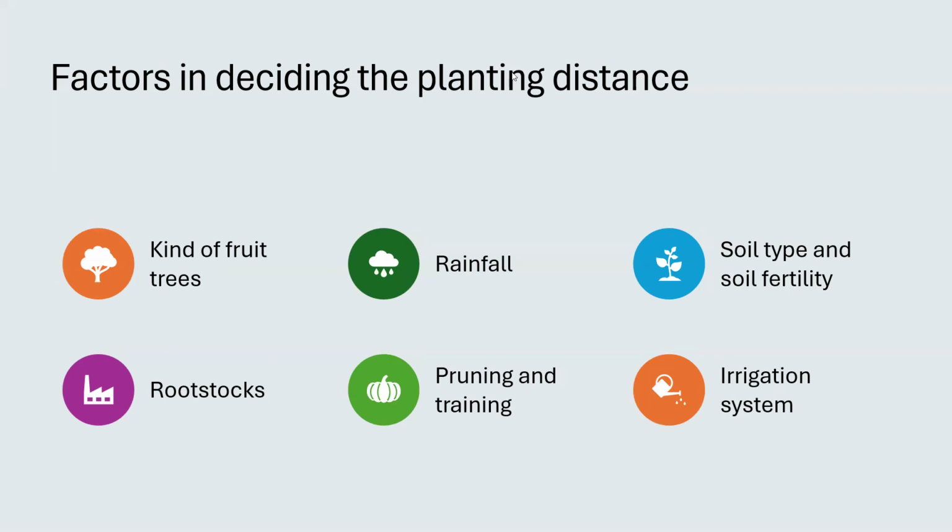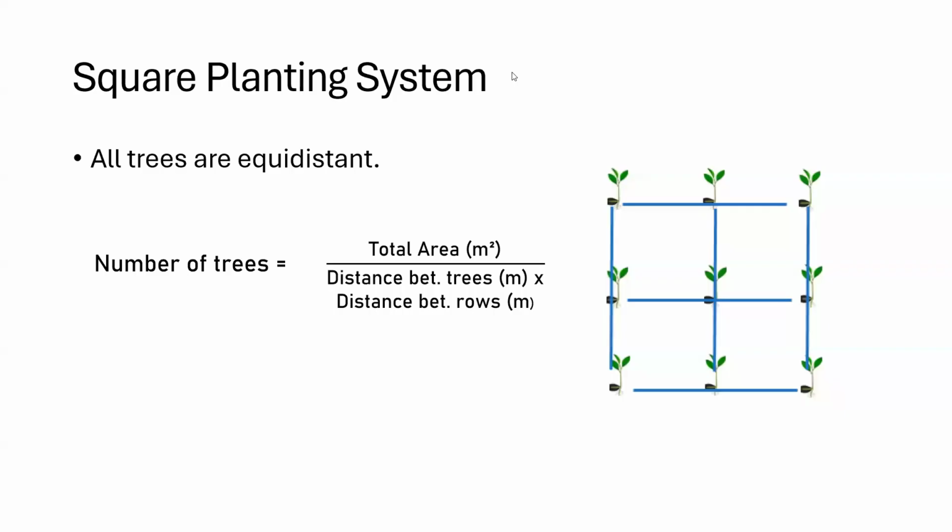Okay, now let's proceed to the different planting systems. First is the square planting system. In a square planting system, all trees are equidistant. So meaning, mapa left, mapa right, mapa north, south, in every direction, north, south, east, west, the distance between trees is equal. So pare-parehas ng distances gaya ng isang square.